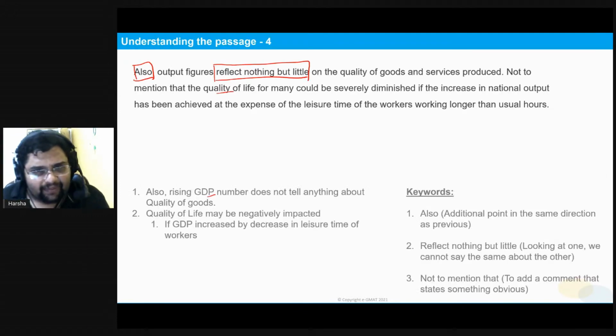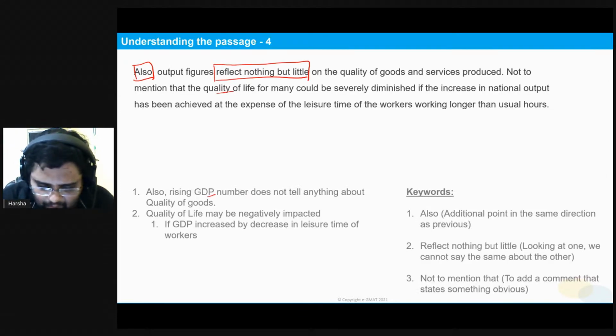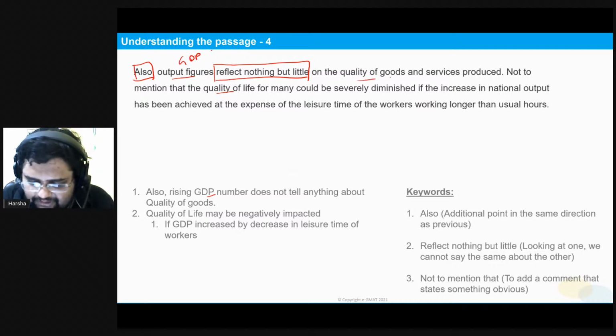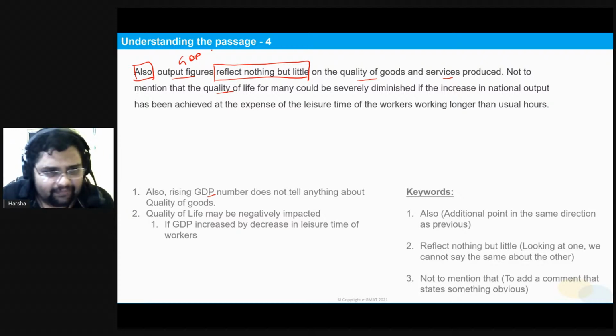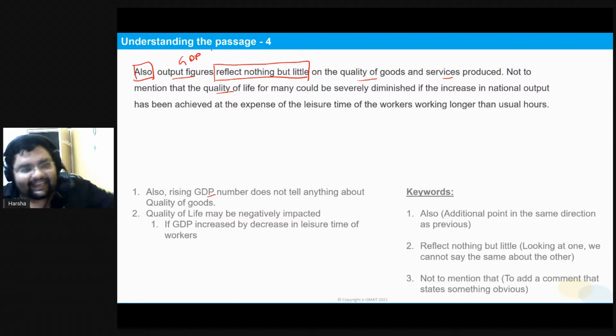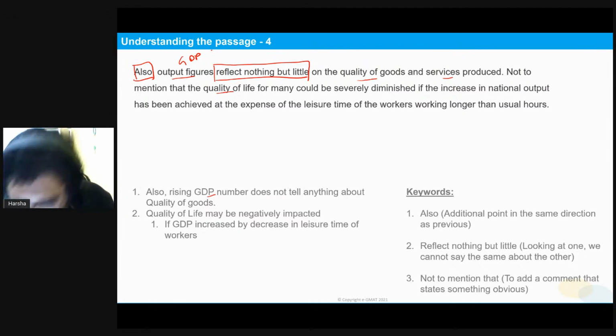Just as an example. If that is clear, output figures, or in other words, GDP, reflect nothing but little on quality of goods and services. In simple words, this means that just looking at output, you cannot say that quality of goods will increase or decrease. You don't know. It could be this way or that way. Not to mention that the quality of life for many could be severely diminished. Not to mention is also another keyword.